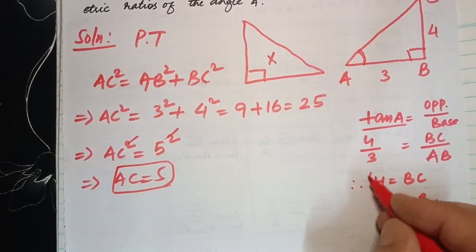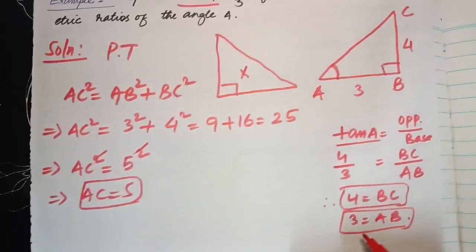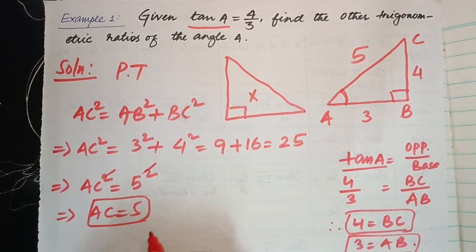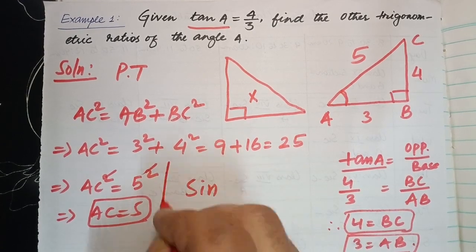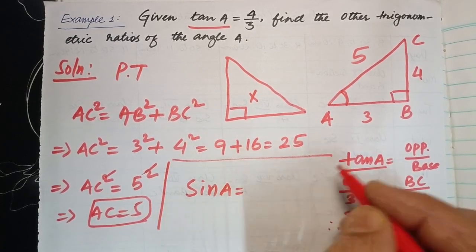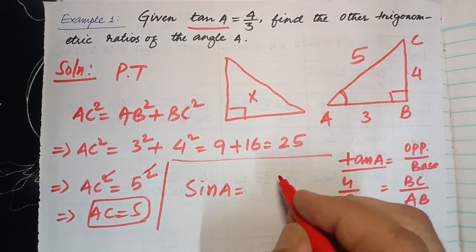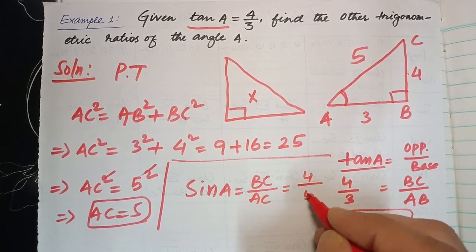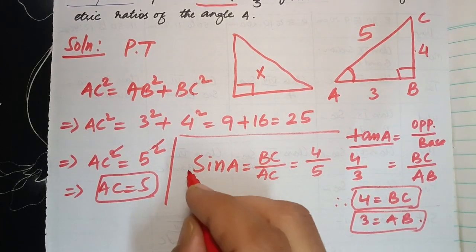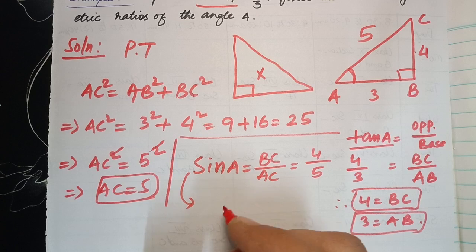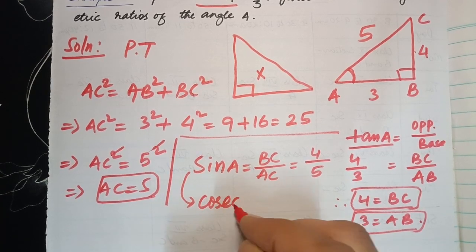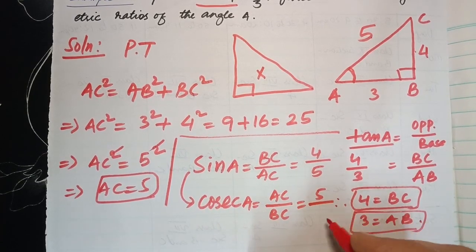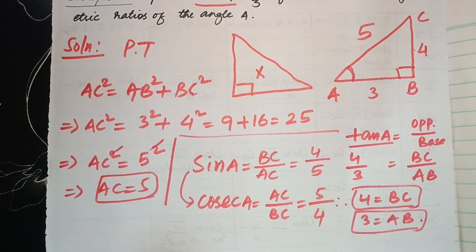Now you have all three sides, isn't it? Now if you have all three sides, finding the trigonometric ratios will be very easy. First you find sine A. Sine A is opposite side by hypotenuse, that is BC by AC, which is 4 by 5. And as I have told you, there is one reciprocal trigonometric ratio of sine, that is cosec. Because this is just upside down of sine, it becomes 5 by 4. You have done with this.